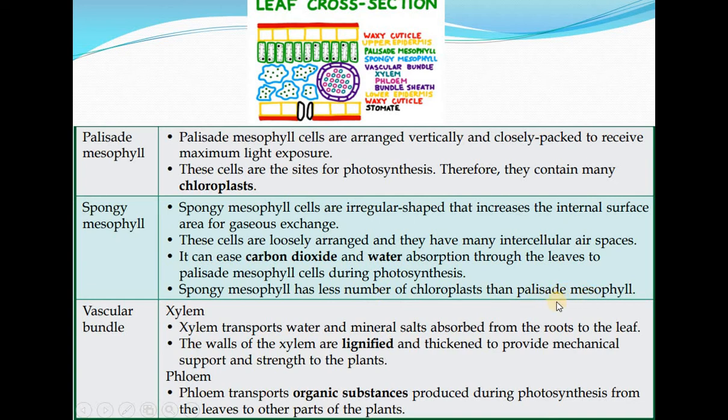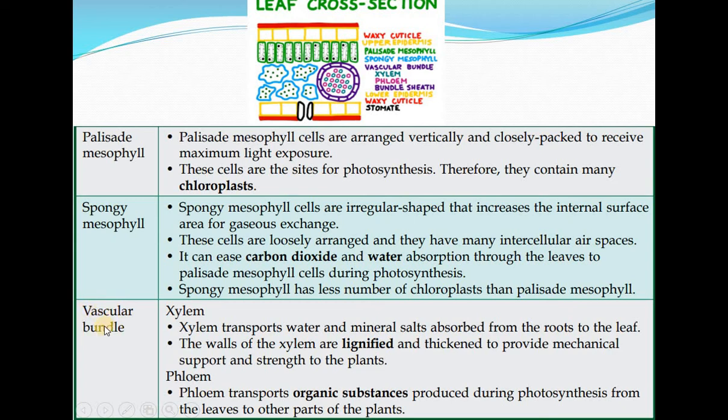So what are the characteristics of the spongy mesophyll? The cells are irregular in shape, loosely arranged and have many intercellular airspaces. So what is the function? Carbon dioxide and water absorption through the leaf during photosynthesis.